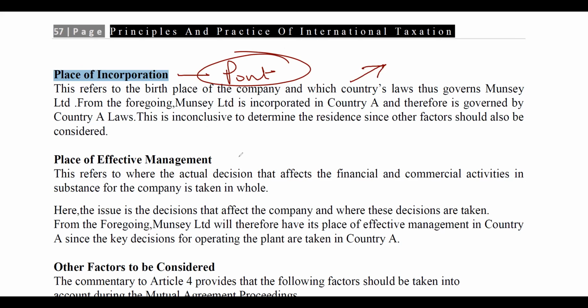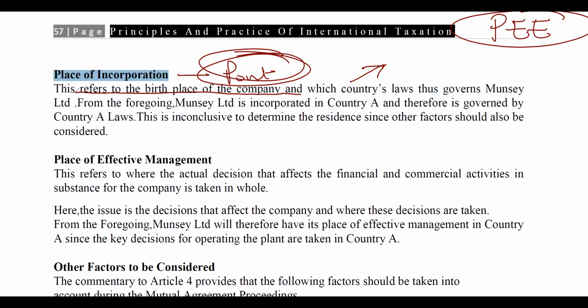This is point. What's the next step? What am I doing? Oh, I gave you P. You are not making me happy. I gave you P. You know the meaning of P. I said this is point. And I said this refers to the birthplace of the company.